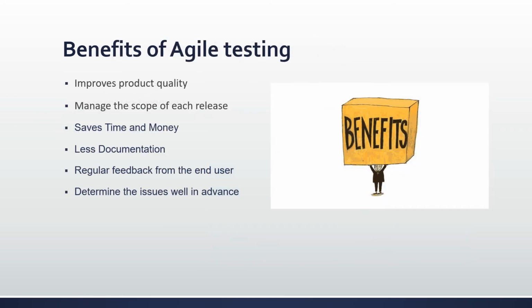Now, the benefits of Agile testing, there are a handful here. Agile testing improves product quality and enables development teams to release software on short cycles, and effective test case management helps Agile testers. You'll manage the scope of each release, which helps to prioritize features of each iteration and deliver the most important ones first. Agile testing saves time and money. You'll find and fix errors faster. You'll also lower the risk of finding a bug at the very end of testing and missing a deadline. There's less documentation. Regular feedback is from the end user, so you'll make customers happy by delivering regular releases, and that'll improve customer retention rates. And daily meetings can help to determine the issues well in advance.